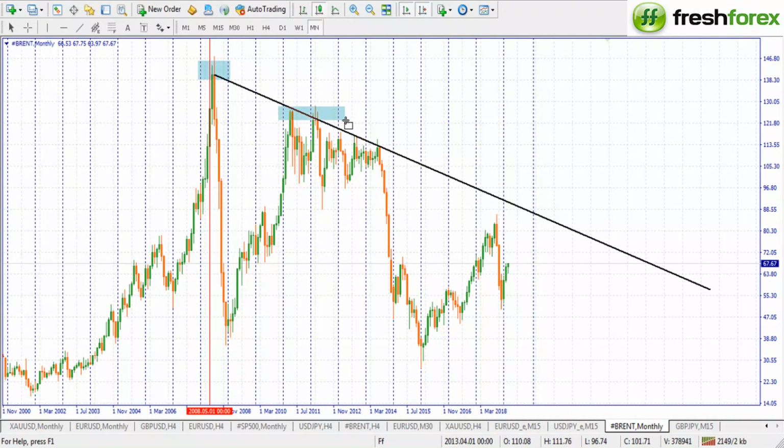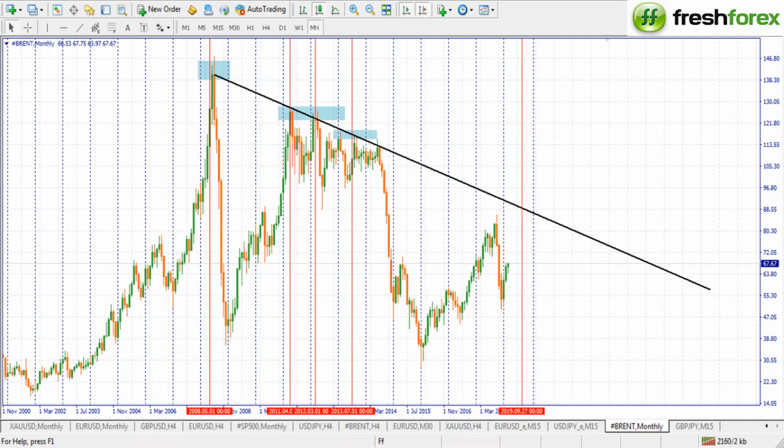The next time price used it was 2010, as a resistance. Then 2012, another resistance. Every year the price attempts to get back to that trend line but does not break above it. So in the future, assuming price gets back to it, something like this, then that's going to be a very good place to sell from.